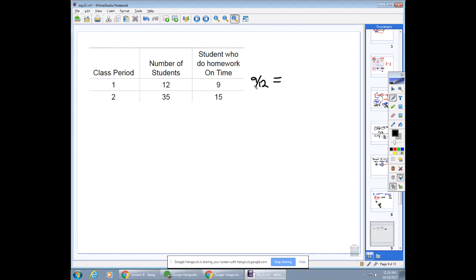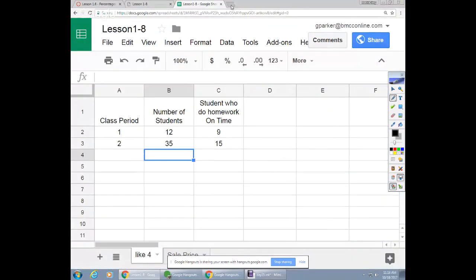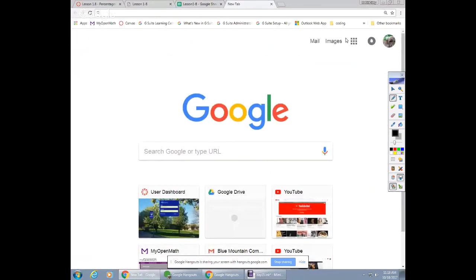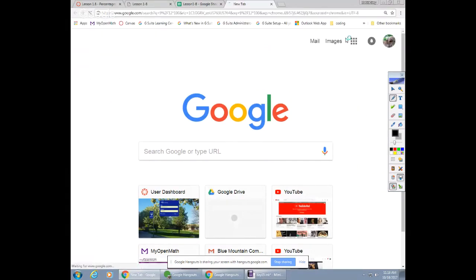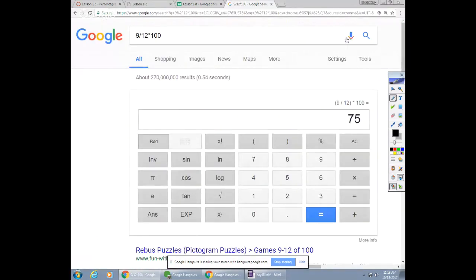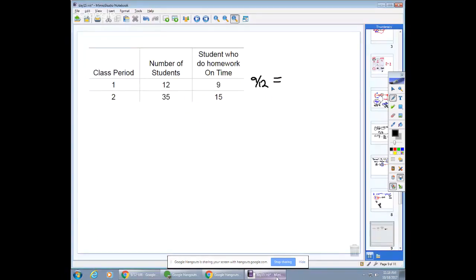Remember, we're changing a number to a percent, so we have to multiply. I'm going to use my Google calculator and ask, what is 9/12 times 100, and that tells me 75. So back here, if I just write what my calculator told me, that number appears to be 75%. So 75% of my first period class does their homework on time.